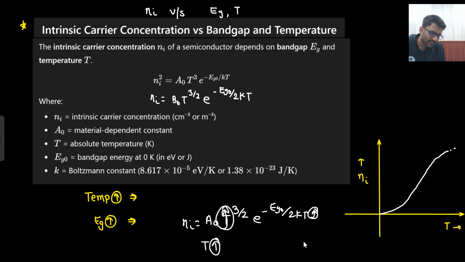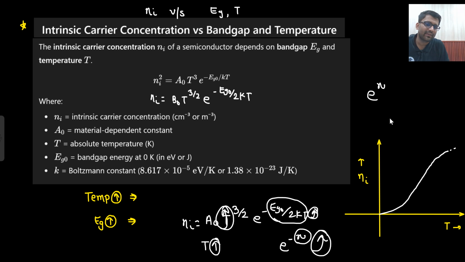This value will also increase, 2kT will also increase. If 2kT is increasing, that means this particular value is decreasing. So in e to the power minus x, this x is decreasing. What does that mean? Then this value will increase. What do you know about e to the power x? If x increases, then e to the power x increases. You know that, right? What about e to the power minus x?